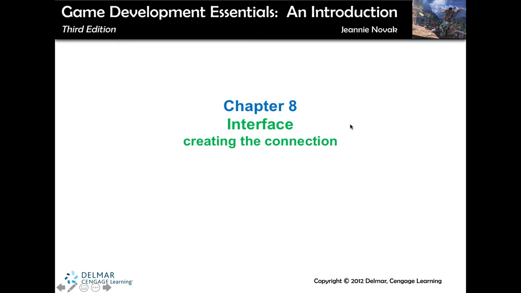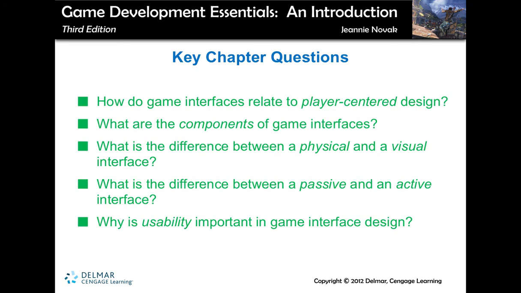This week we're going to talk about Chapter 8, which is the game interface, creating the connection between the player and the game. We're going to talk about how you should have player-centered design, what the components of a game interface are, what's the difference between a physical and visual interface, and what's the difference between a passive and active visual interface, and we're going to talk about usability and accessibility.